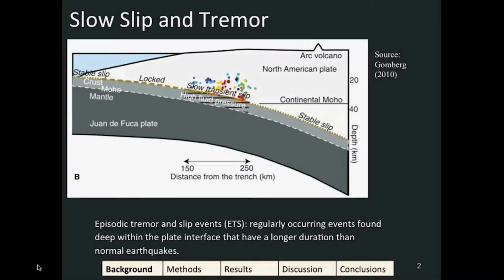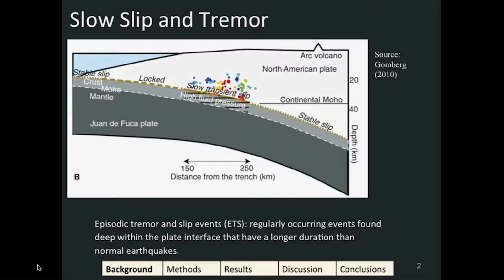All right. So just a brief background on slow slip and tremor. I've included a schematic cross-section of the plate interface. So what we see here is the Juan de Fuca plate subducting underneath the continental North American plate. And generally, when subduction happens, stress accumulates on the fault, and in the lock zone, it eventually breaks, which is a normal earthquake. And I'm sure many people are familiar with this.